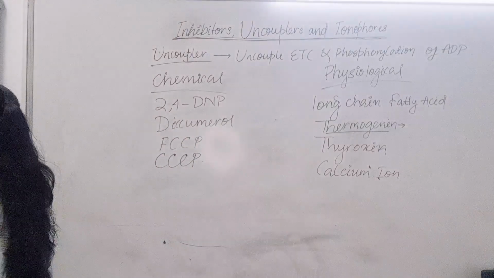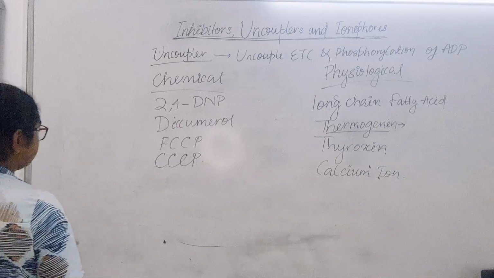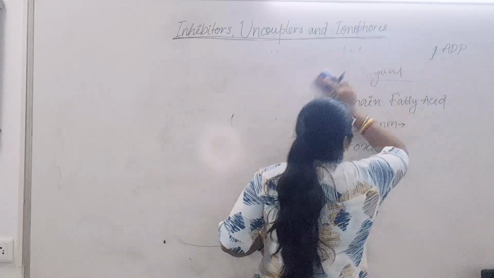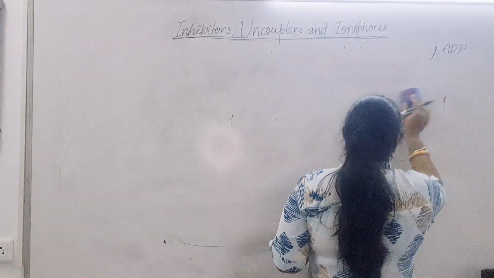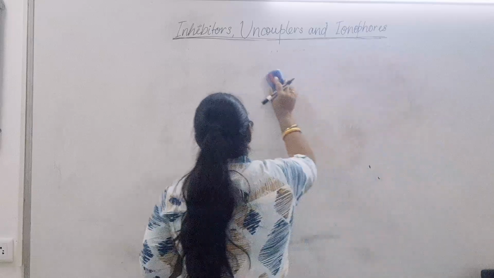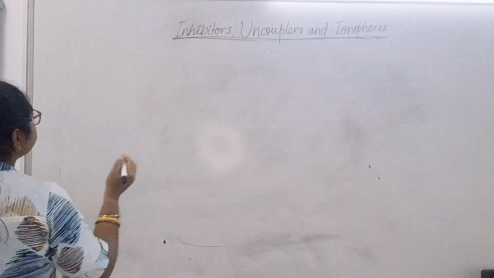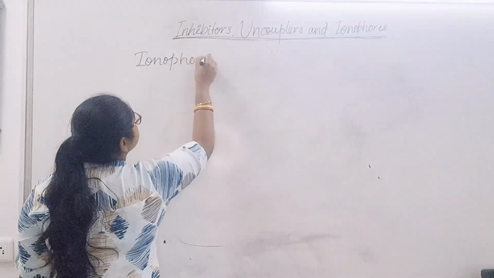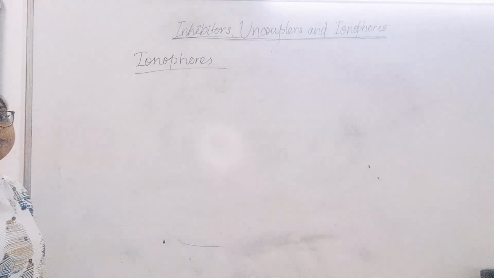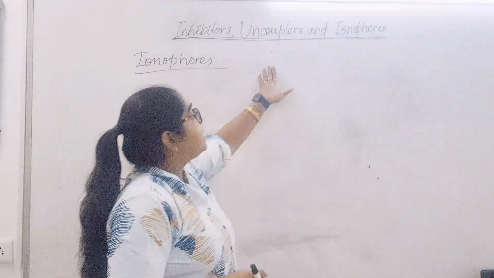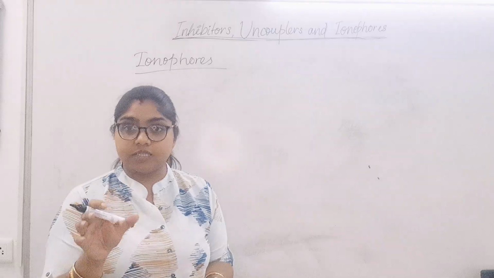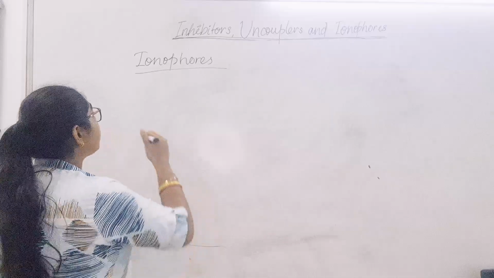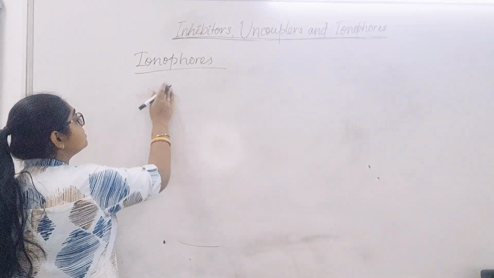Now let's move on to the ionophores. Ionophores are also small lipophilic molecules. It also blocks oxidative phosphorylation, or the ATP synthesis process, not the electron transport chain. So how do these ionophores work? Ionophores work in two ways.